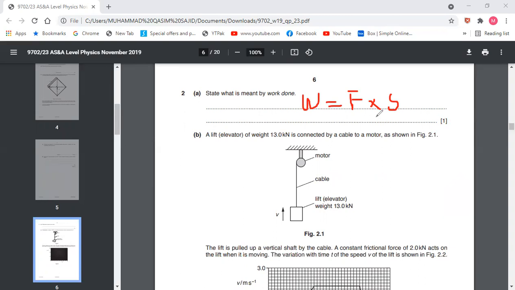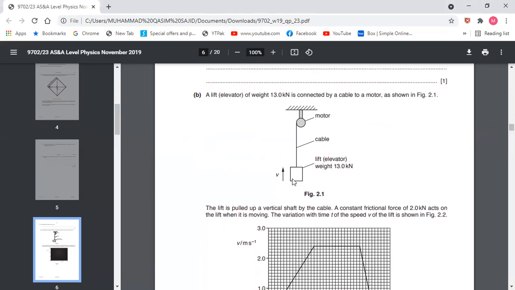Now for the second one, a lift, an elevator of weight 13 kilonewton is connected by a cable to a motor. So this is basically the lift, and this is the weight. This weight is 13 kilonewton. This is the cable and this is the motor.